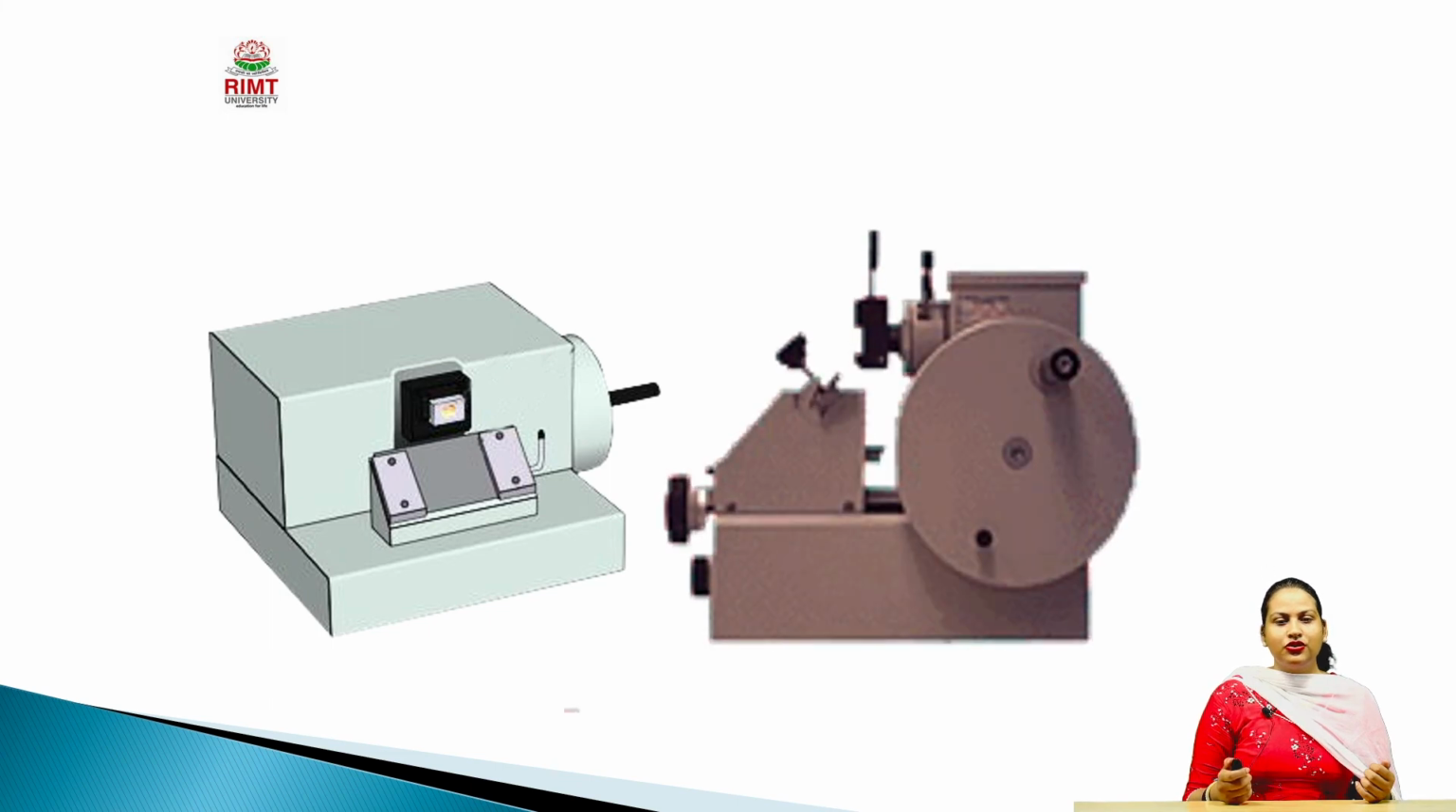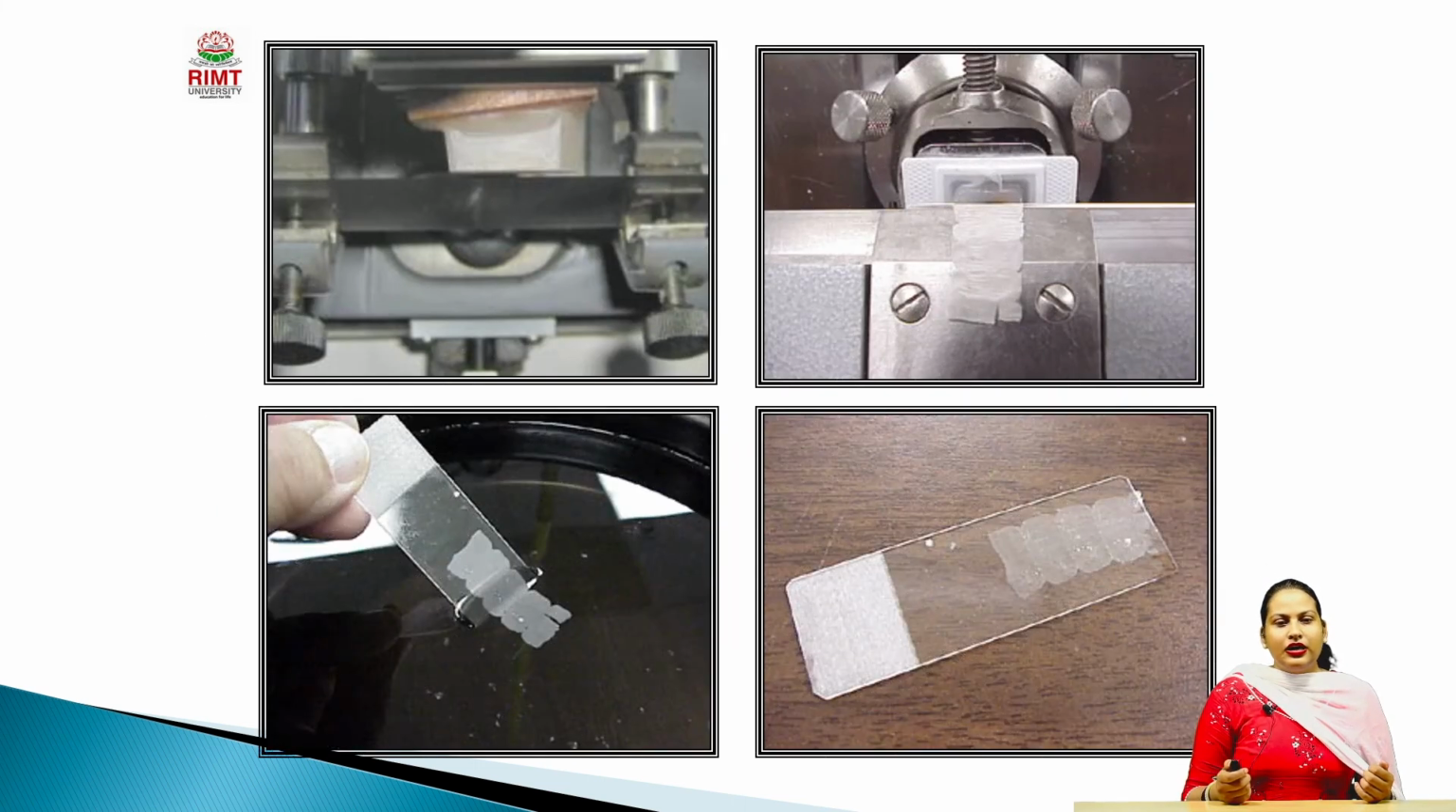Now the next diagram shows it this way. You can see how the tissue cutting occurs. Then after tissue cutting, ribbon formation occurs. This is the area where the knife appears, and in the knife area the cut appears in ribbon form. This is known as a ribbon of tissue, and this ribbon we take to the tissue floating bath to clear the wrinkles, and after clearing the wrinkles for some time we take it to the slide and see it under the microscope.